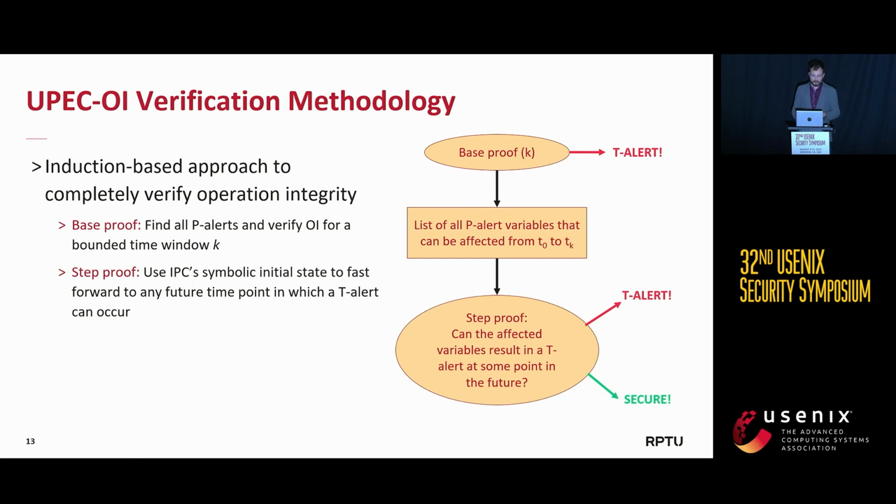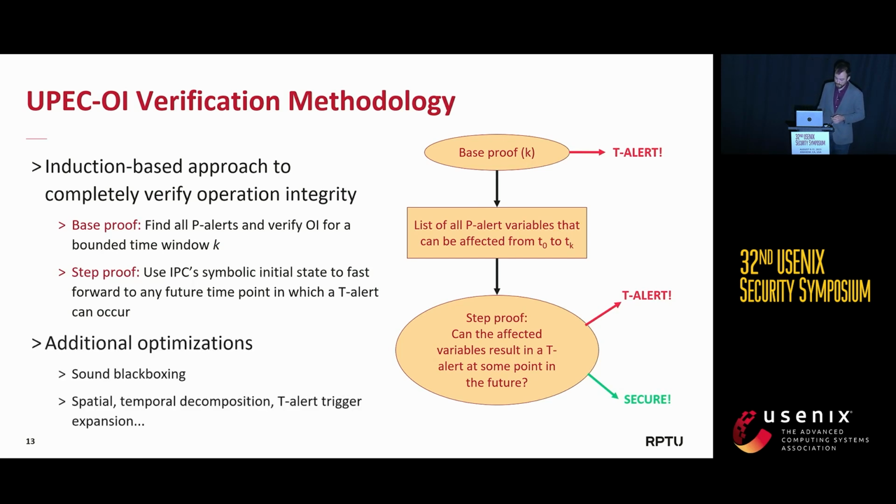Also, while designing the verification methodology, we've added some additional optimizations to make the proof more scalable. Most importantly, a technique to perform sound black boxing, basically abstracting away the pieces of the circuit that are not relevant at the moment as we follow this propagation through. And then using this verification methodology, we have proposed a design flow which uses UPEC-OI as the thing that tells us whether our access control is completely secure or not.